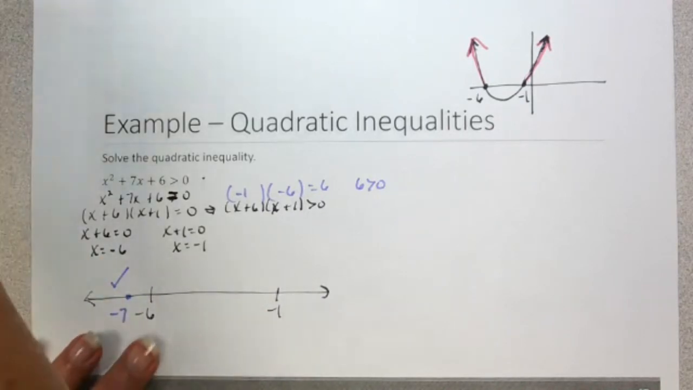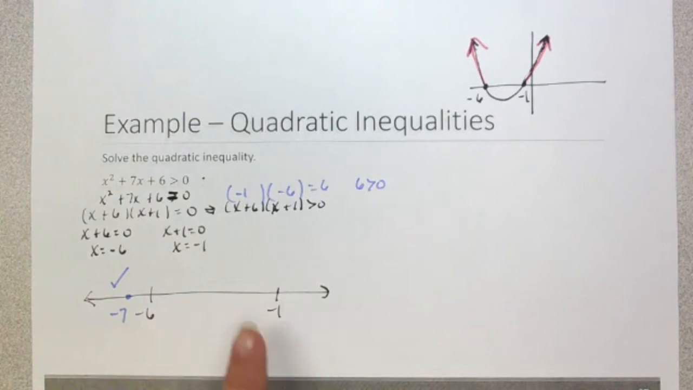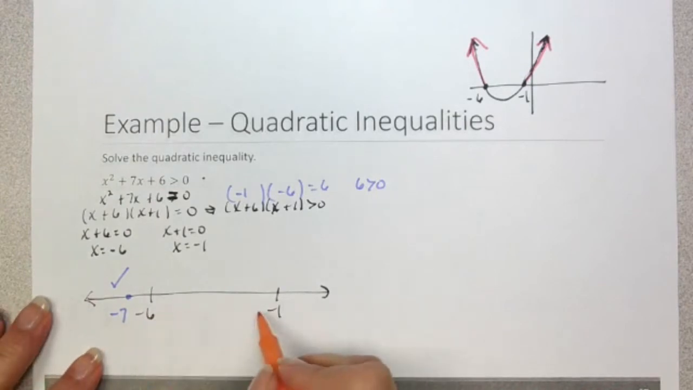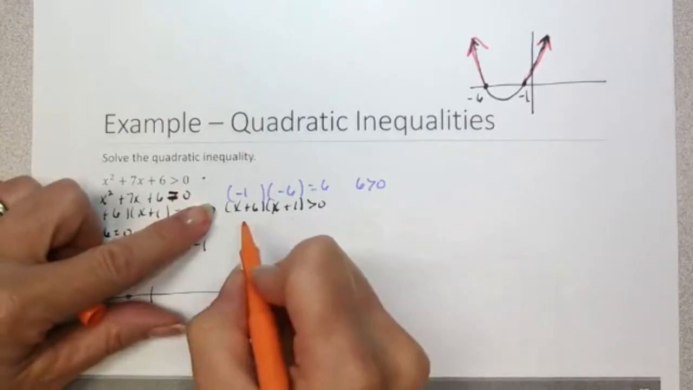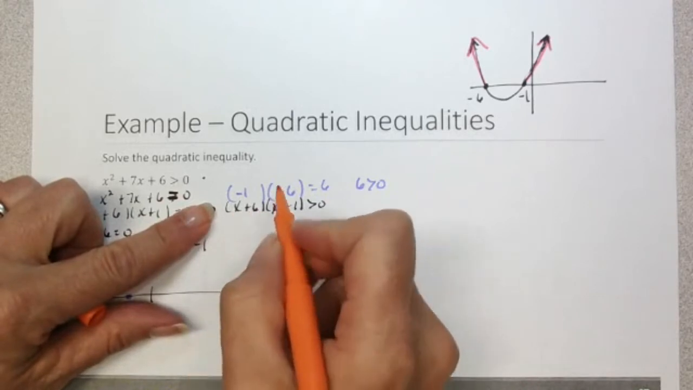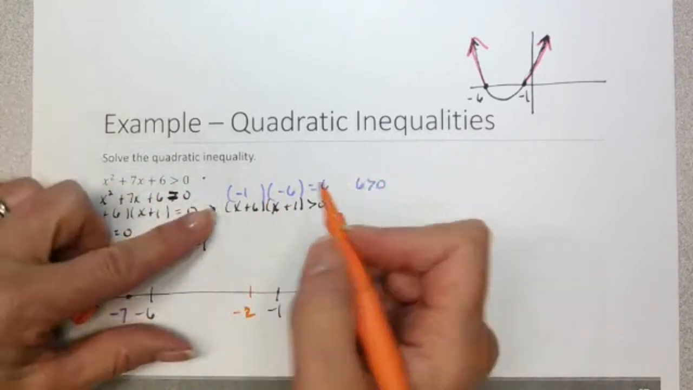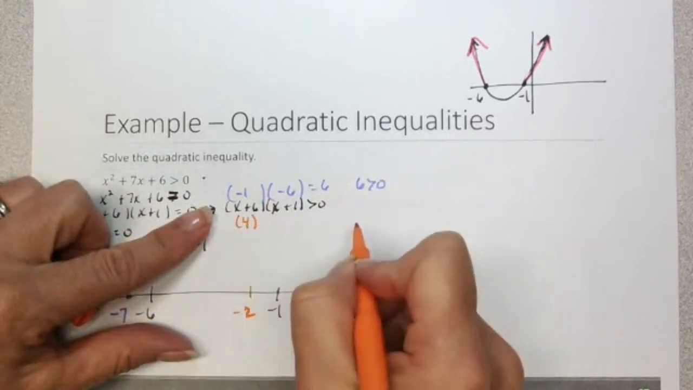All right, then we might test a value in the middle interval here. Let's try negative 2 just because it's an easy number to deal with. Any value in that interval will work. If we test negative 2, well, let's see, negative 2 plus 6, that's going to be positive 4.